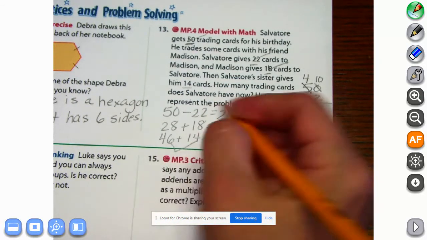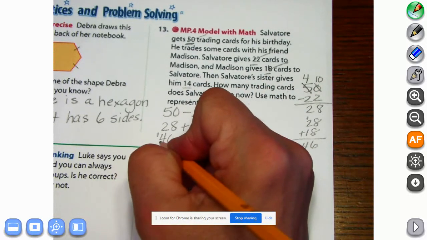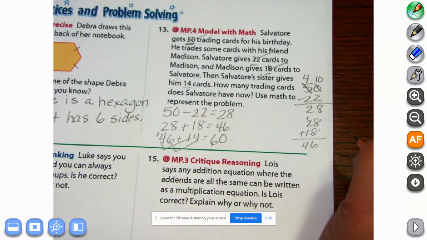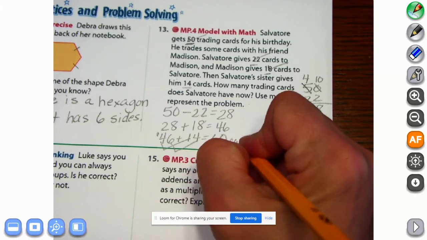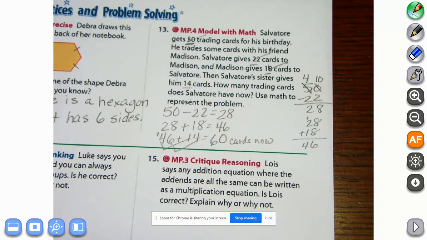4 plus 6 is 10. Carry your 1. 1 plus 4 is 5, plus 1 more is 6. 60. How many trading cards does he have now? 60 cards now. He has how many more than he started with? Can you think about that?